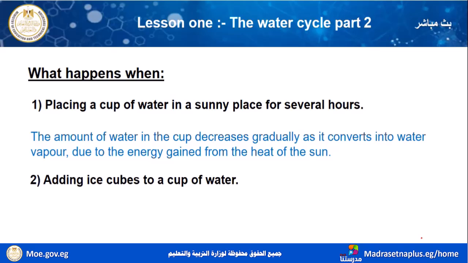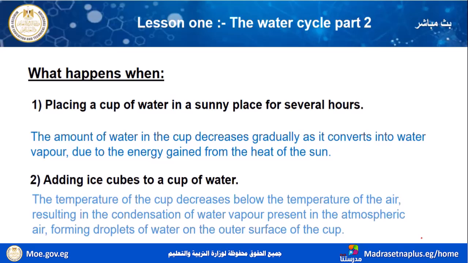Question number two, adding ice cubes to a cup of water. The temperature of the cup decreases below the temperature of the air, resulting in the condensation of water vapor present in the atmospheric air, forming droplets of water on the outer surface of the cup.